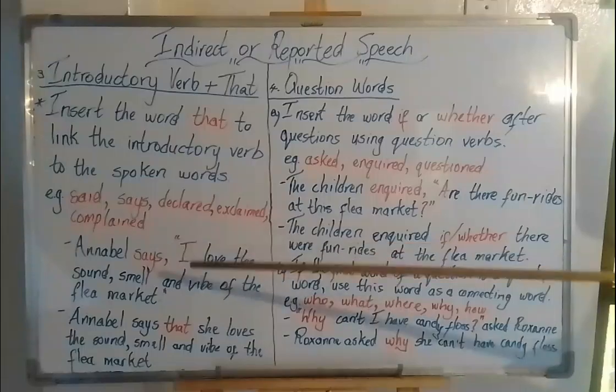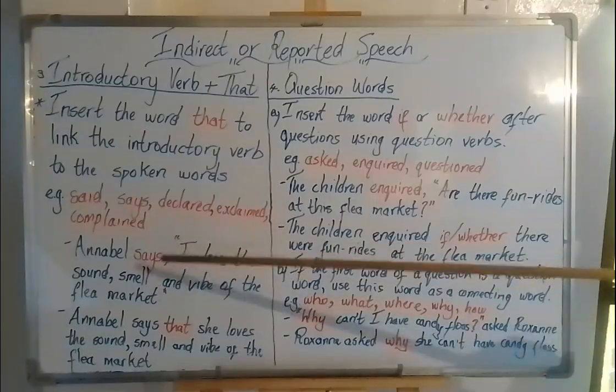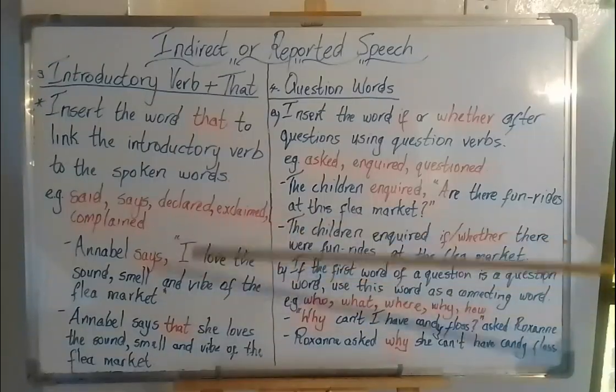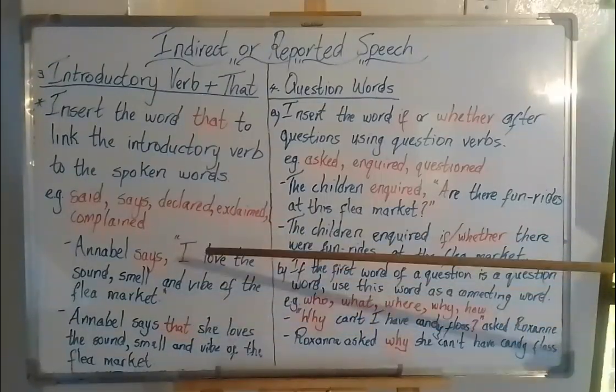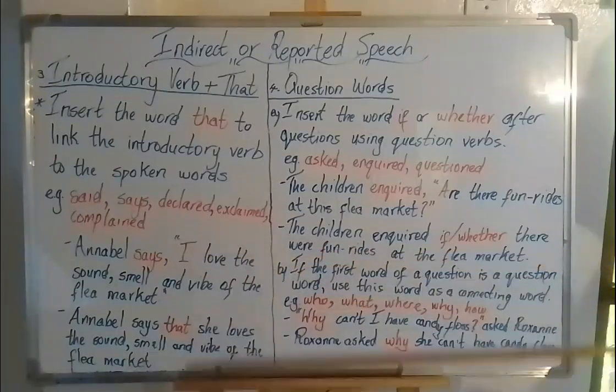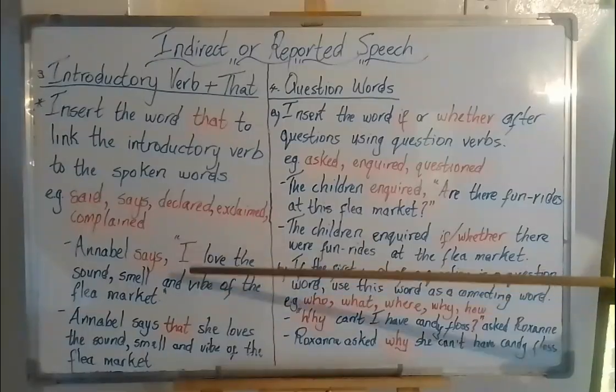So this is a direct speech because we have an introductory verb which is followed by a comma, and then we have open inverted commas, and then we have a sentence in the inverted commas that starts with a capital letter. So this tells us that it's a direct speech.